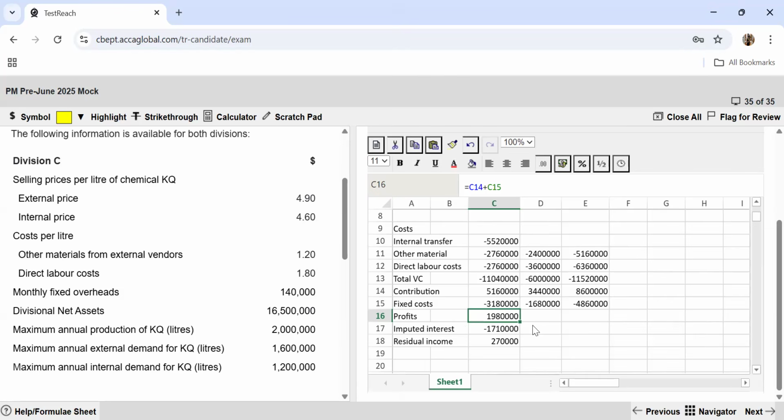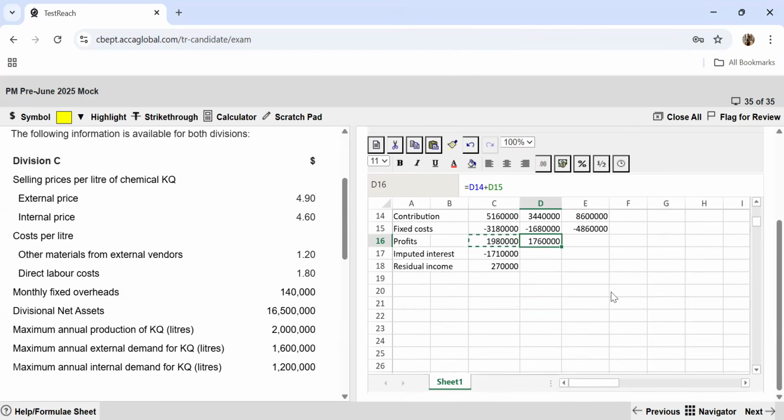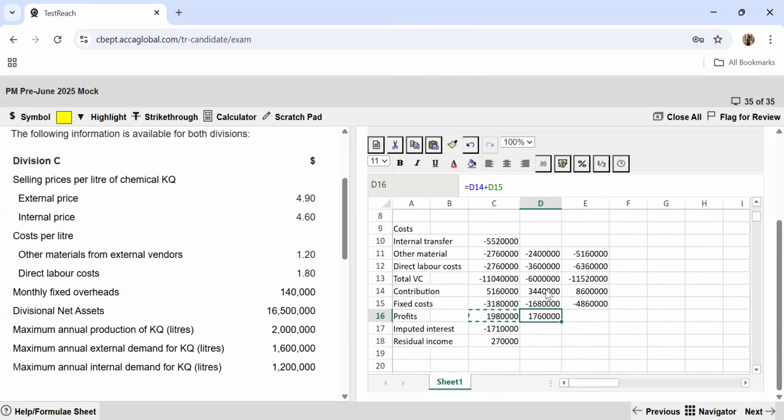And then for profits, I can simply take up my contribution and take away the fixed cost from there. Copy paste the formula which I had used for the other division. So this is what it's going to look like. Same copy paste for your J company as a whole also. So this is what the profits are going to look like.